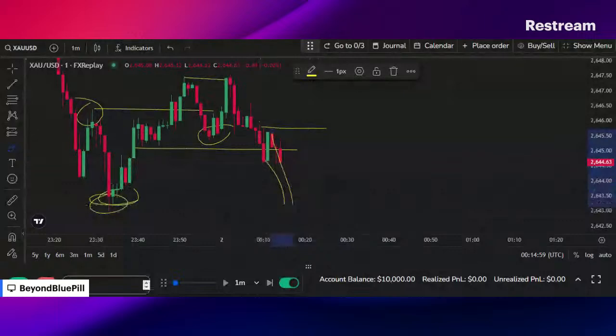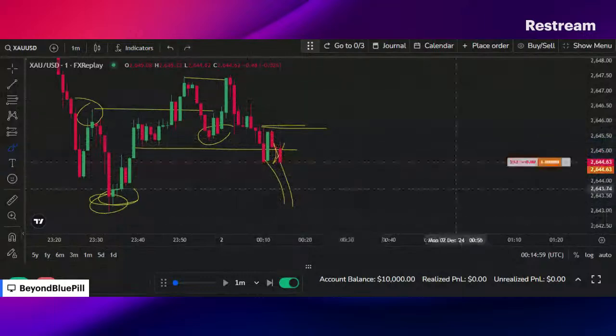Now still not a couple, because I would have wanted it to sweep this. All right, and I love how this was a sweep, traded up, and then price dominated with this candle. So strong selling pressure. So let me get in.